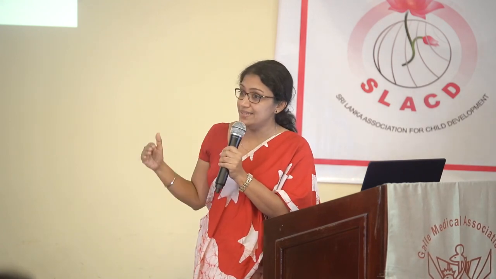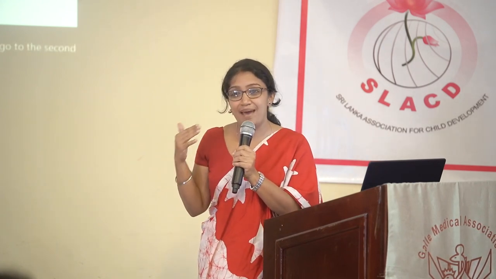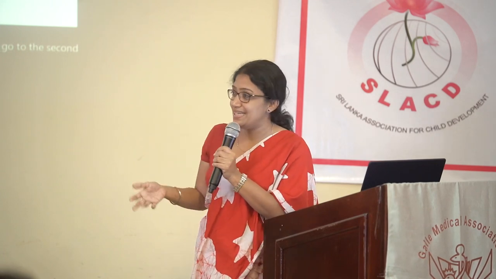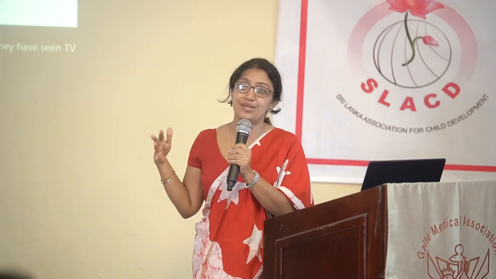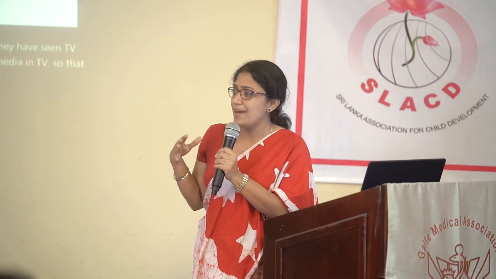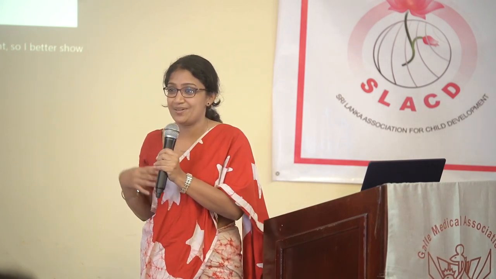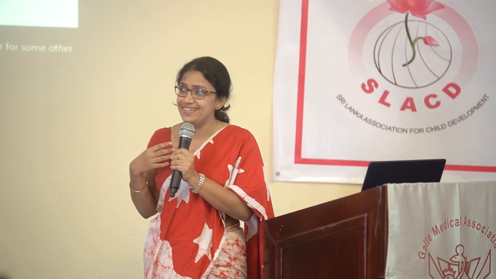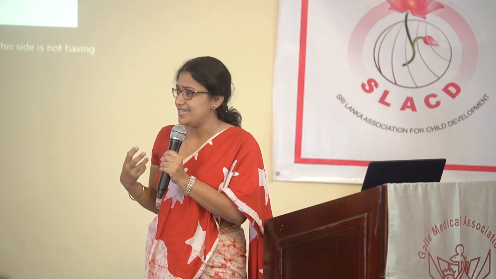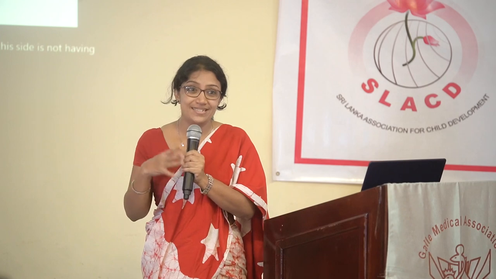But then if the children were not detected at that level, it will go to the second level, where parents may have noticed some changes in their children and they have seen TV programs. Now, I think there are a lot of awareness programs on social media and TV, so that parents have some understanding about autism. So sometimes parents feel that there are some changes: my child is different, so I better show my child to a doctor. Or else, if a child is taken to a pediatrician or a medical officer for some other reason, like fever, diarrhea or whatever, doctors might detect that this child is not having eye contact, not having joint attention, and better show this child to a child psychiatrist or a pediatric neurologist or whoever, for them to diagnose autism.